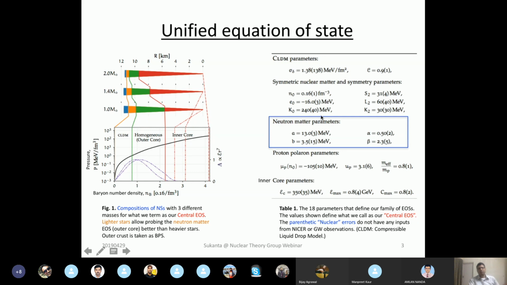These error bars are what we call nuclear errors, which have no inputs whatsoever from astrophysics. So no inputs from NICER measurements or gravitational wave measurements. Later we will show how these errors translate to an error in this pressure versus density curve. And we will also show how astrophysical inputs, such as from gravitational wave observation, can reduce that error or make this measurement of the pressure versus density curve more precise.